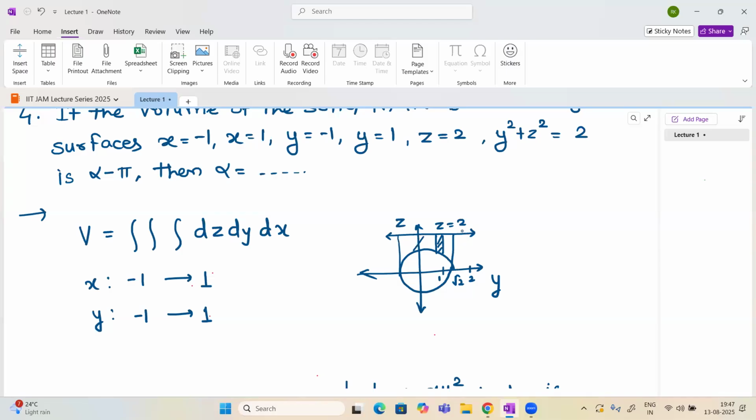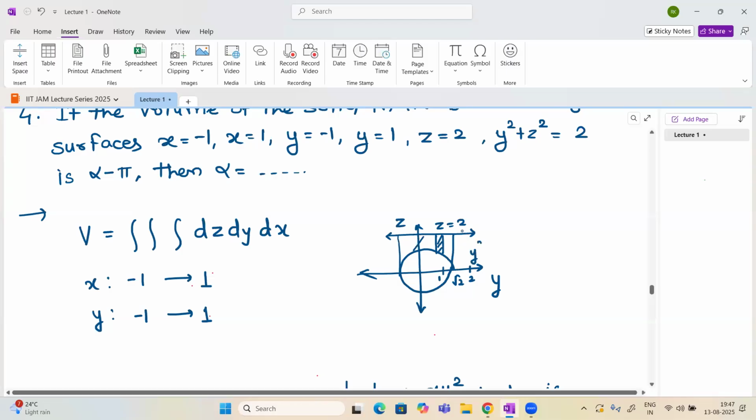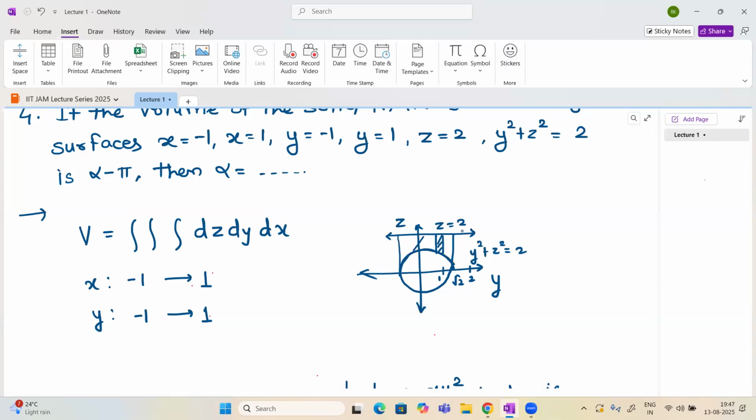What will be the limits of Z? See, the equation of circle is y square plus z square is equal to 2. Bounded below by a circle and bounded above by a line. That means I want the limits of Z.